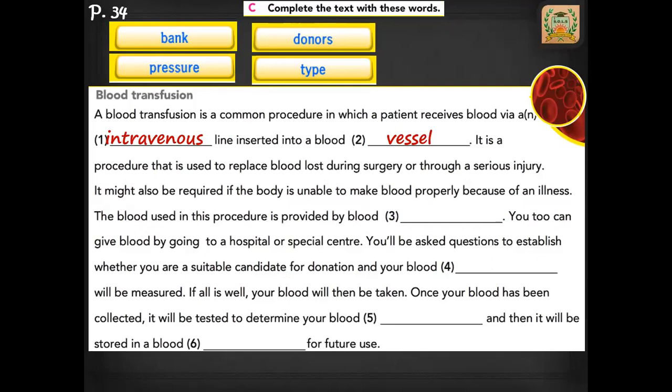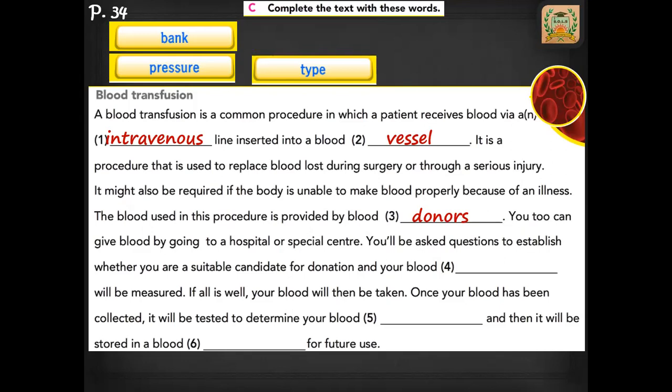It is a procedure that is used to replace blood lost during surgery or through a serious injury. It might also be required if the body is unable to make blood properly because of an illness. The blood used in this procedure is provided by blood what? You too can give blood by going to a hospital or special center. So who can provide blood? Yes, blood donors.